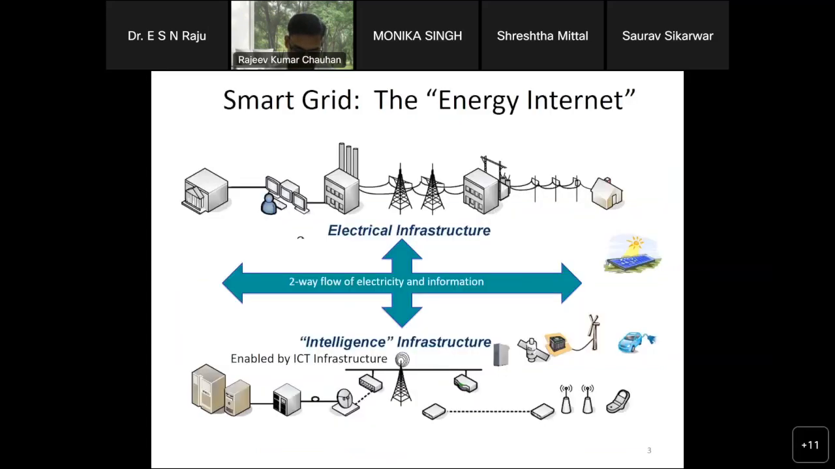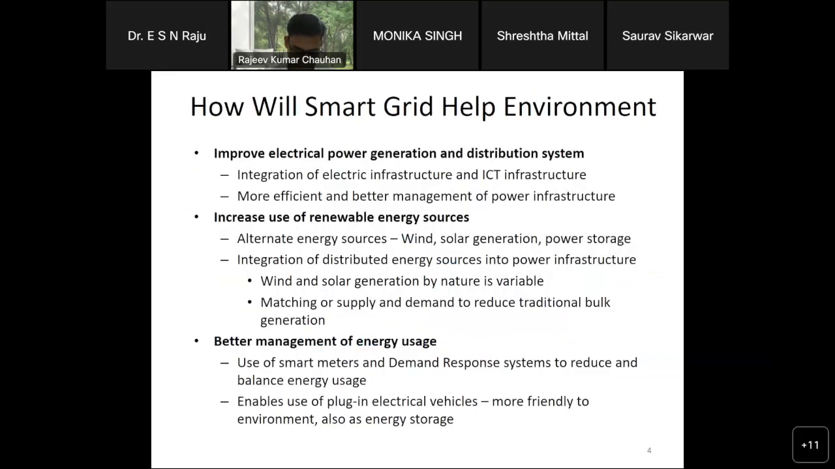So coming to the smart grid, as we know, the smart grid is the combination of the conventional electrical infrastructure as well as the intelligence infrastructure. When we combine the conventional power system network with ICT, information communication technology, then we get the smart grid. This is simply called the energy internet. So how is the smart grid going to help? With the smart grid, we will have three objectives.